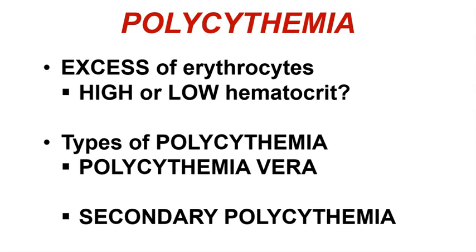The other polycythemia is called secondary polycythemia, and this typically occurs when living at high altitudes, because at high altitude the atmospheric pressure is much lower, which causes oxygen to diffuse into the bloodstream less easily. And so, as a result, the body responds by increasing the hematocrit.